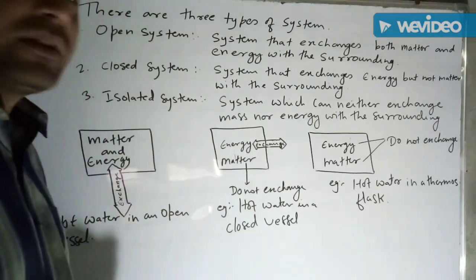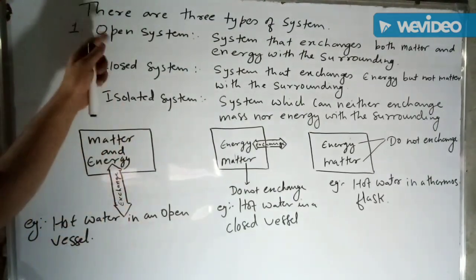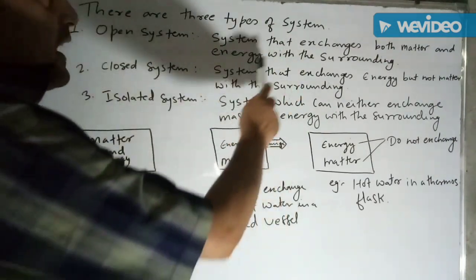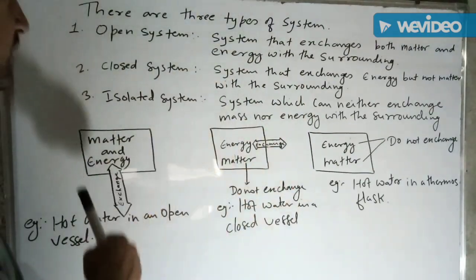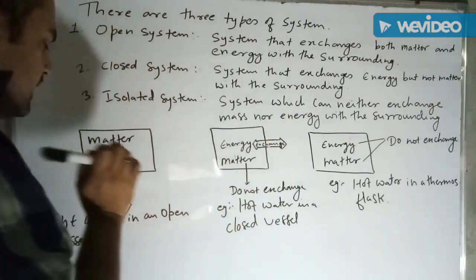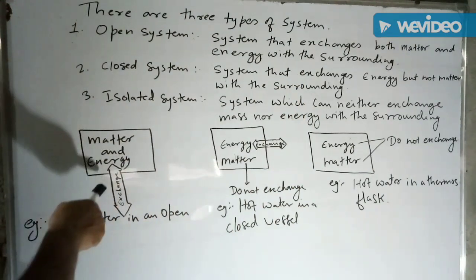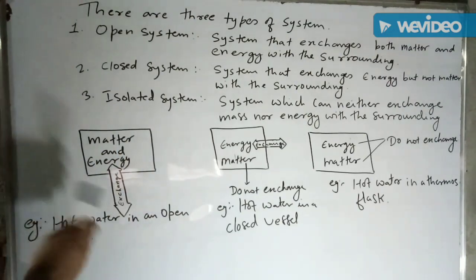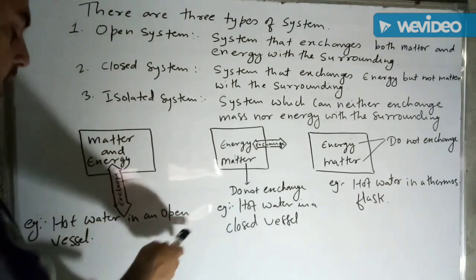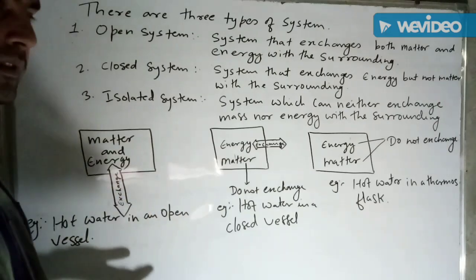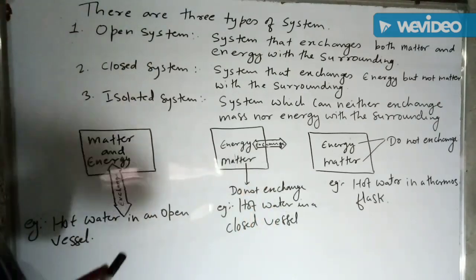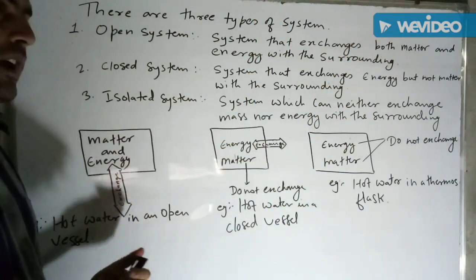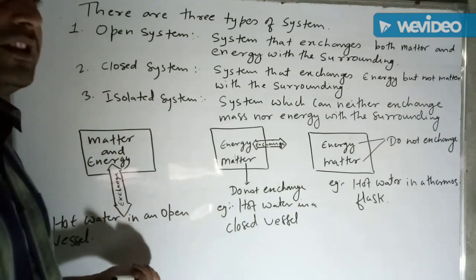There are three types of system. One is the open system: a system that exchanges both matter and energy with the surrounding is known as an open system. For example, if we keep hot water in an open vessel, the matter also escapes as water vapor, and the heat energy is also lost to the surrounding.